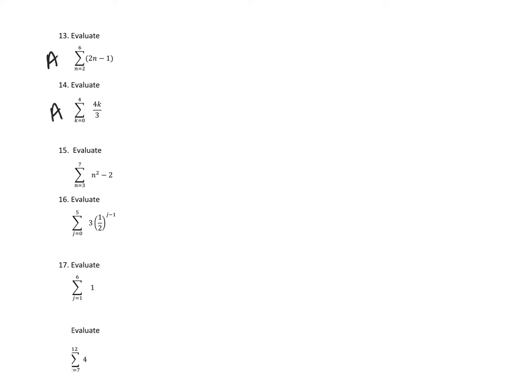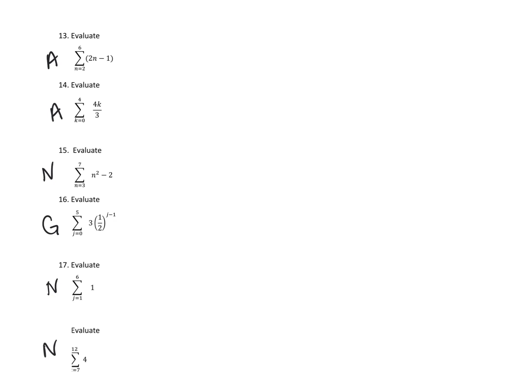4/3 k. Number 15, n squared. Whenever I have an n squared or a cubed or fourth power, those are neither. When I have exponentials where the variable is an exponent, that's geometric, for 16. Number 17, when I have just a number, and 18, it is neither. There's no variable, so that makes it neither.